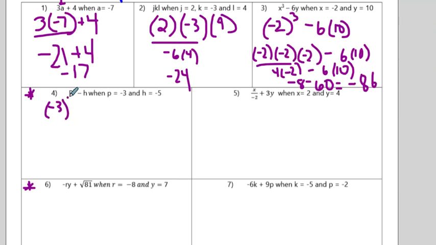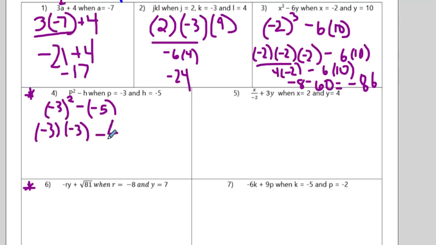So negative 3 squared minus, okay, now look here, a negative 5. So we have that double negative, or subtracting a negative, which actually turns into adding. So let's see, we have negative 3 times negative 3 for negative 3 squared. Again, it's in parentheses, so we write it out exactly as we see it. We've got to keep it in parentheses.